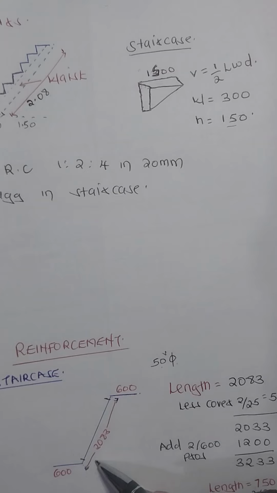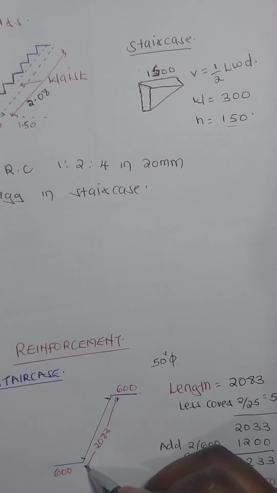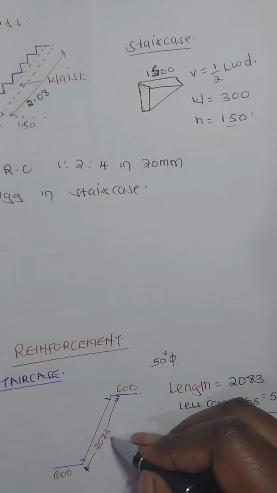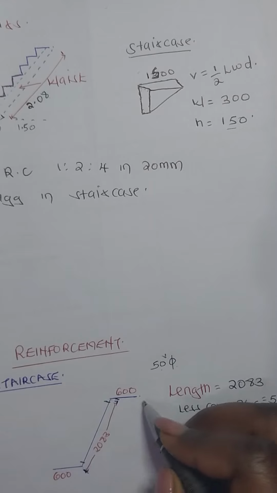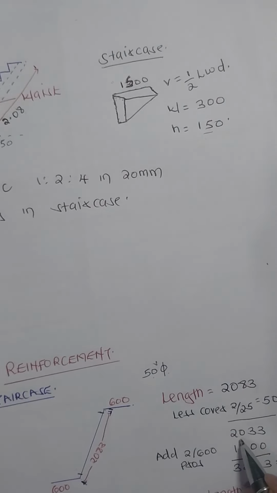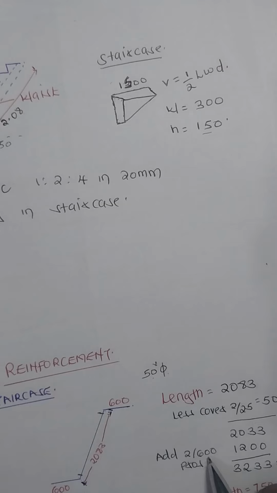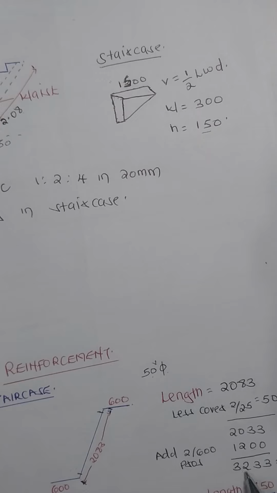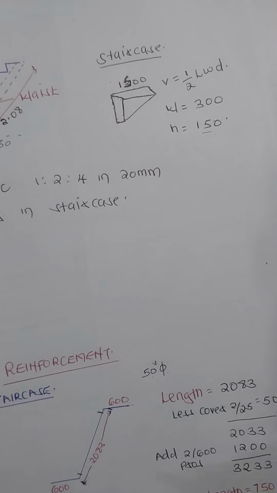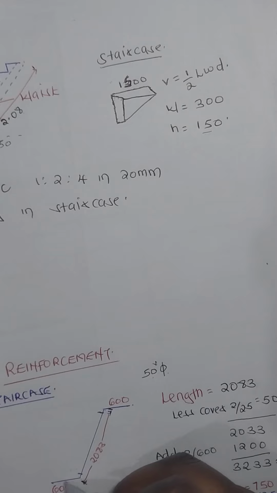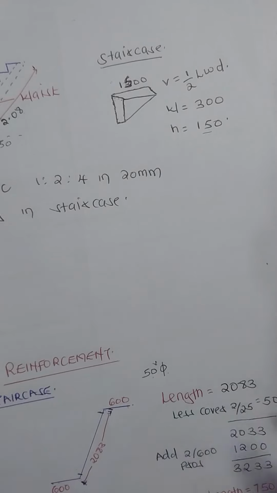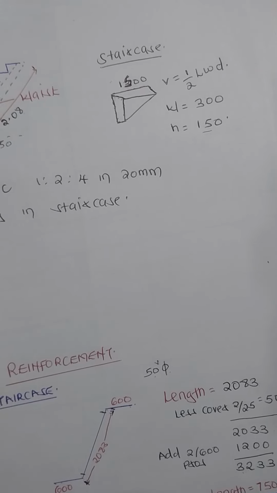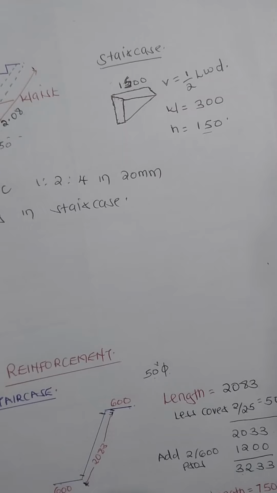Now, for our bar, from down here up to the top here, we add 2083. Now we less cover 225, that is 15. We are left with 2033. And then we add the projection to 600, that is 1200. That will give us 3233. Now that is the length of that reinforcement. So from here going up, that length is 3233.